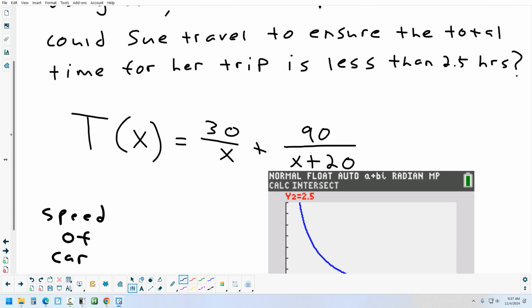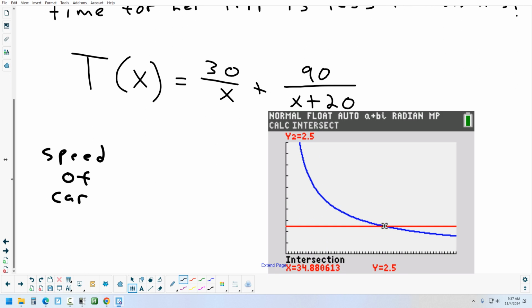Yes, the problem is asking to complete the trip in less than 2.5 hours, but if she drives slower than that speed, she's going to be moving up this curve. That's going to take longer, right? So think of this answer as when you want to complete a trip in a certain time or less, that means you need to drive at a minimum speed.